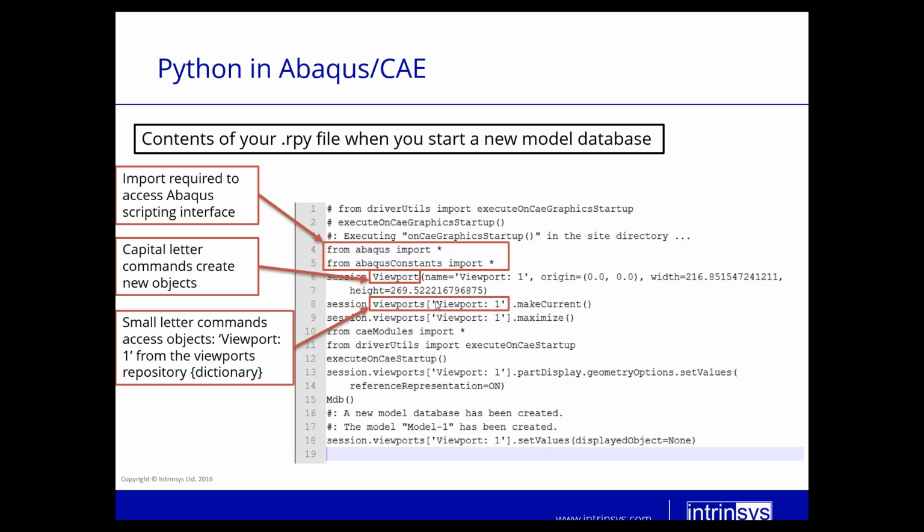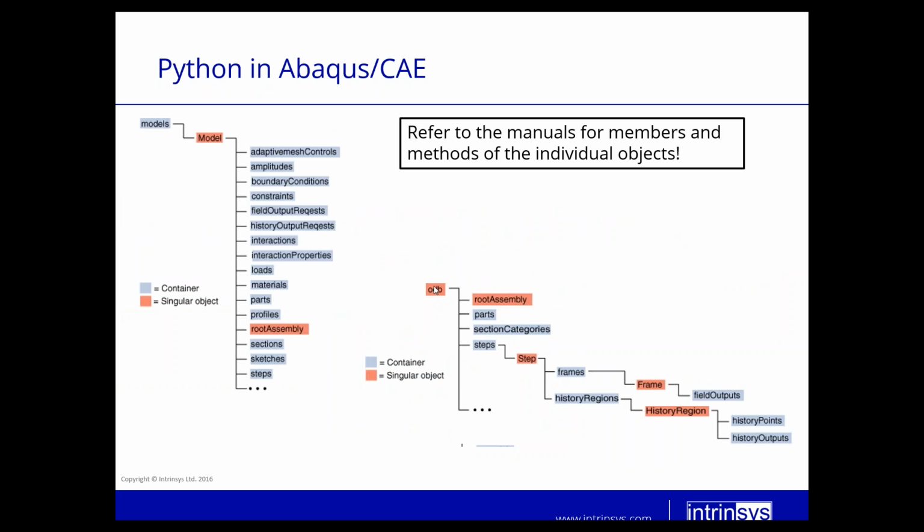So what we can do is search using the viewport's name as the key, and we will get back the actual viewport object as the value from the dictionary. Okay, so how can I know how to access data? Abaqus has object models. For example, in the models repository, I have a separate model object for every model we create in Abaqus.